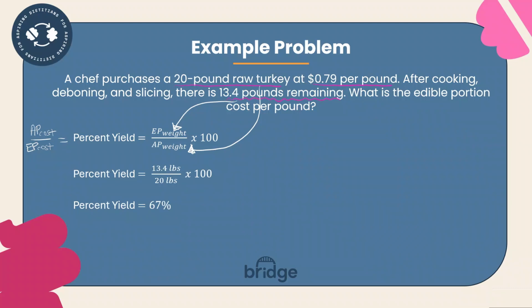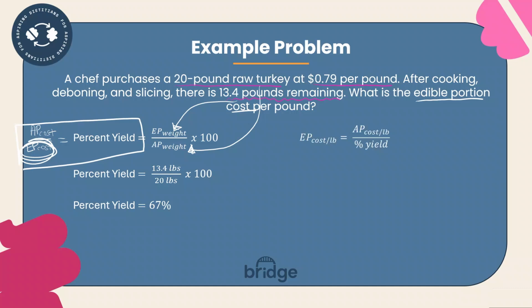And the problem never asked for percent yield. It always asked for the edible portion cost. So we're really looking for this thing on the bottom right here. And we can take this equation that I told you we would use and do a little bit of algebra and rearrange to solve for the edible portion cost. The edible portion cost is equal to the as-purchased cost over the percent yield. And we get this equation just from doing a little bit of algebra with this equation on that side.